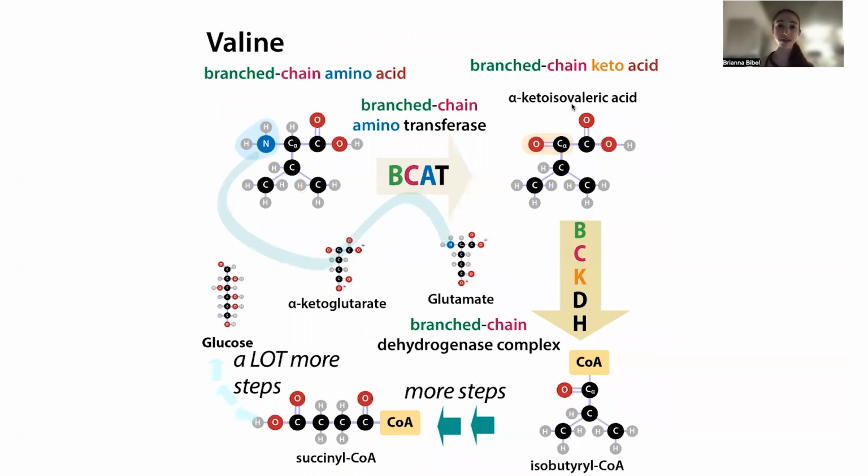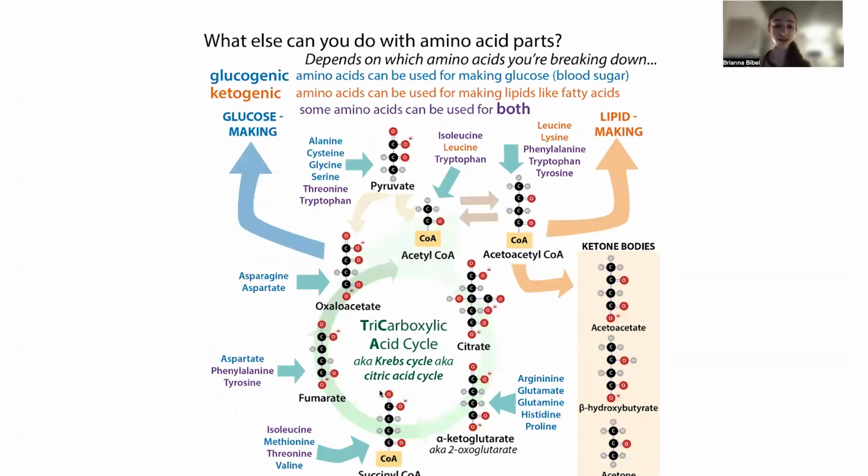Basically, in the case of valine, first you get alpha keto isovaleric acid, you transfer that nitrogen off onto alpha ketoglutarate, make that glutamate, and therefore this gets rid of that nitrogen group. Now you have a keto acid, which then goes through that complex, gives you isobutyryl-CoA, which goes through more steps, gives you succinyl-CoA, which goes through more steps and can give you glucose, or it can be used for other things. But one of the things it can be used for is to make glucose, because the succinyl-CoA can enter the tricarboxylic acid cycle. This is sometimes called the Krebs cycle or the citric acid cycle.